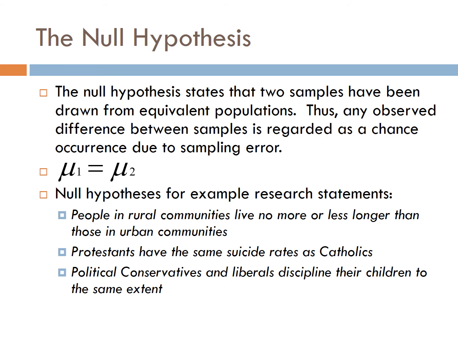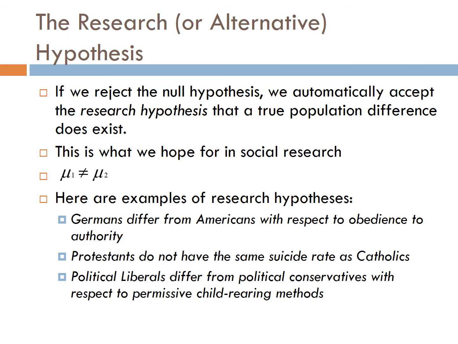Protestants have the same suicide rates as Catholics. Political conservatives and liberals discipline their children to the same extent. So we have an alternative hypothesis, or what I've been calling a working hypothesis. So if we reject the null hypothesis, we automatically accept the research hypothesis that a true population difference does exist. And this is what we hope for in social research.